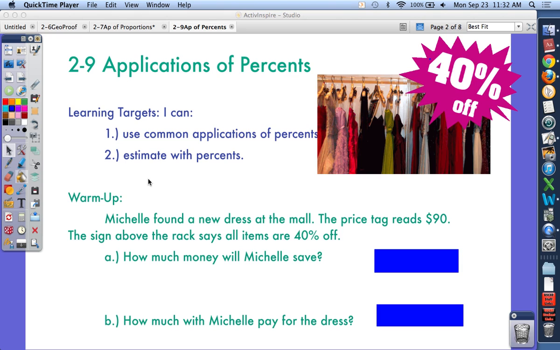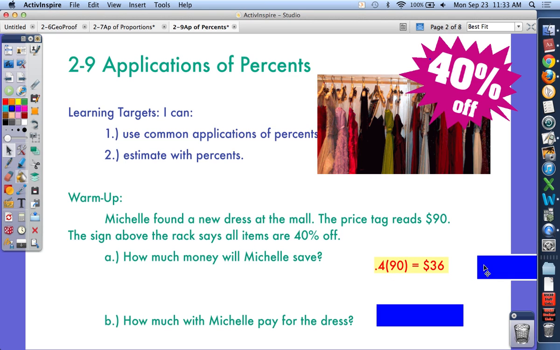Okay, so for the target, you have that written. For the warm-up, she found a dress. It's $90, but it's 40% off. So A, how much money will she save? You should just find the 40% of 90. She gets $36. How much then will she pay for the dress? Now you just subtract that 36 from the original cost, and she's going to pay $54 for the dress.